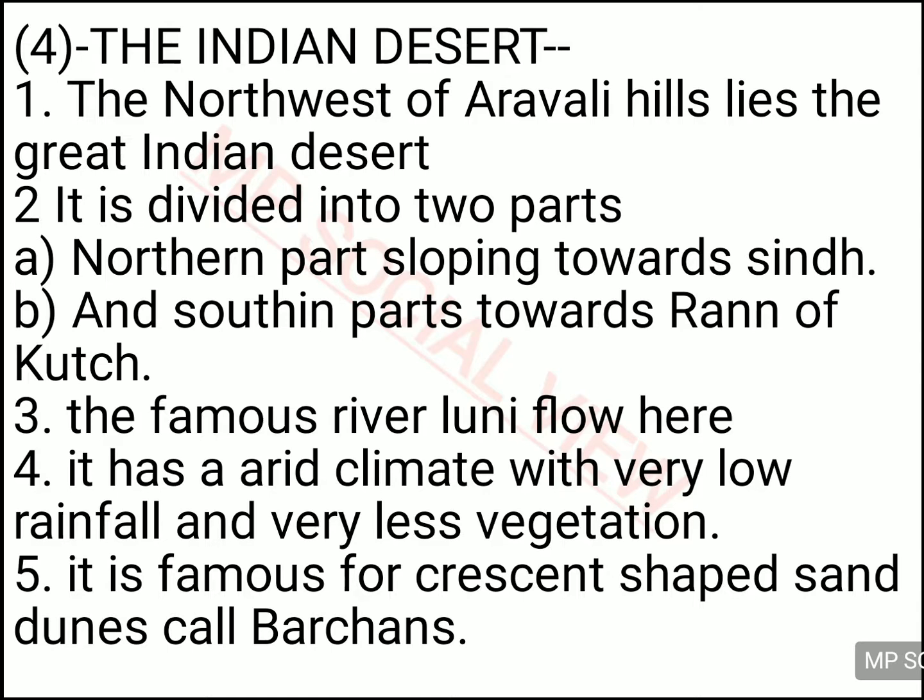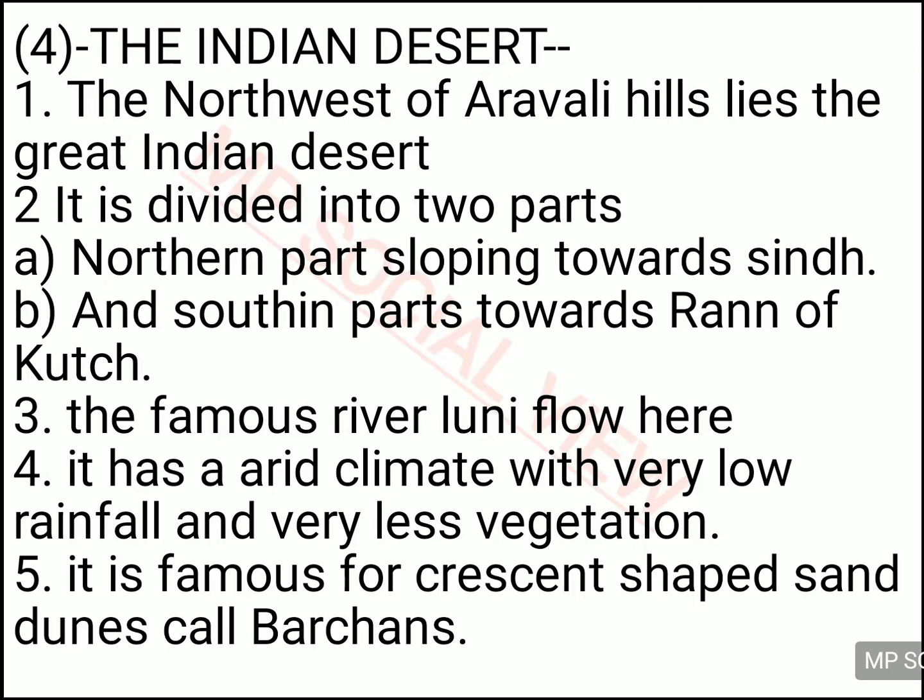The northern part is sloping toward the Sindh. The Sindh goes to Pakistan. So its northern part is sloping toward the Sindh, which means it's sloping toward the Pakistan side, and its southern part, the down part, is sloping towards the Rann of Kutch, which is in Gujarat. So it's covering a part of Gujarat also. Alright, so these are the 2 divisions of our Indian desert.